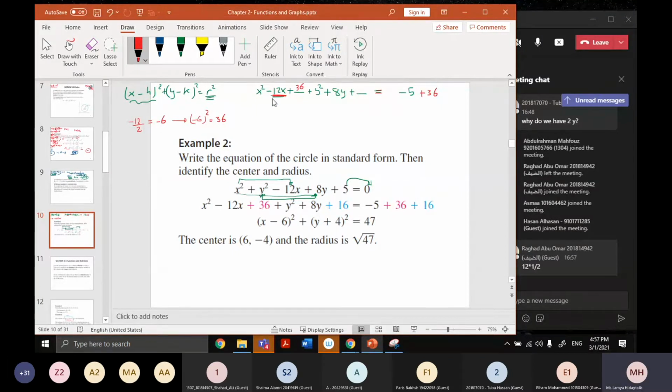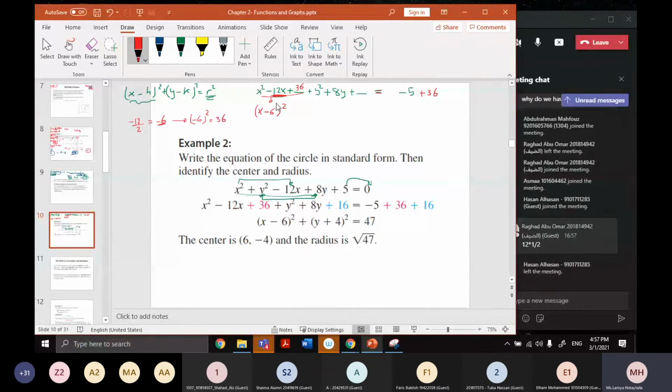Okay, so I finished with this part, the first one, this one. So what is the bracket here now? It is x minus 6, the whole square. And if you expand it, I'm going to find this one here. Correct? And now we do the same for this part here.